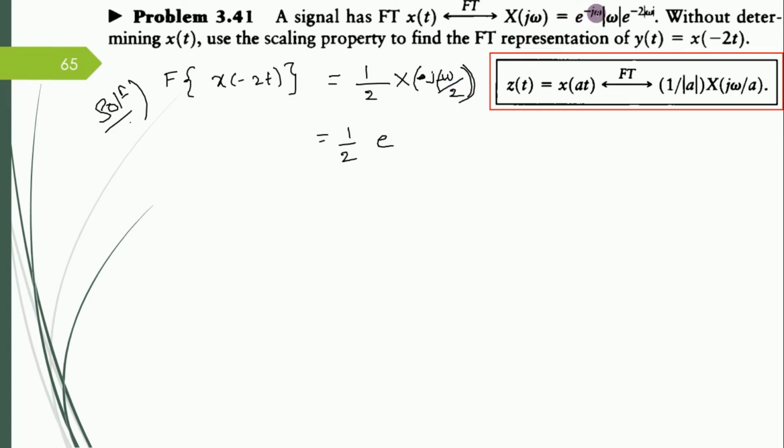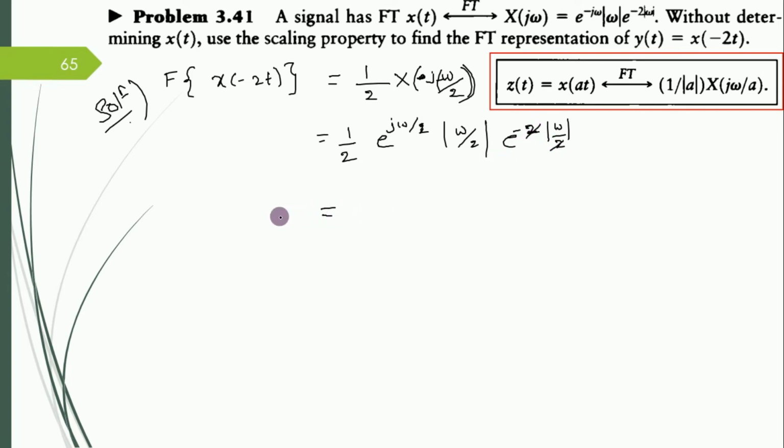Minus and minus cancels, j omega by 2 in place of omega. So mod is there, hence ignore the negative sign, omega by 2 e raised to minus 2. In place of mod, again the negative sign should be ignored, omega by 2, omega by 2. This 2 and this 2 cancel.